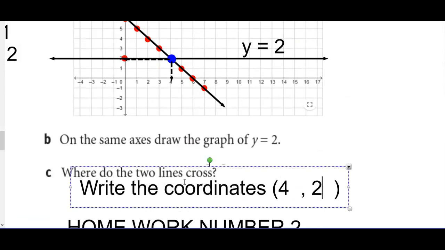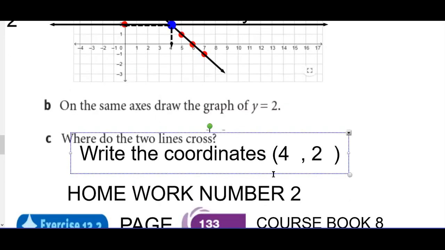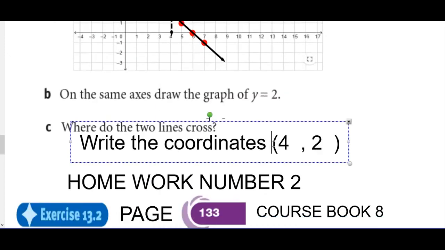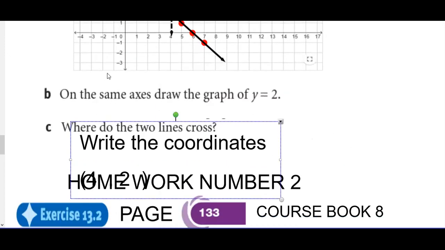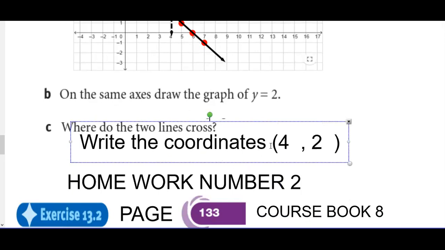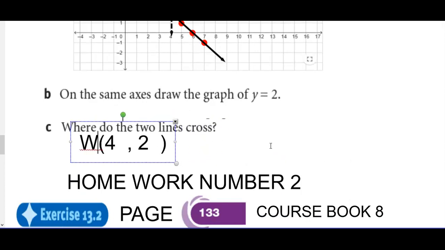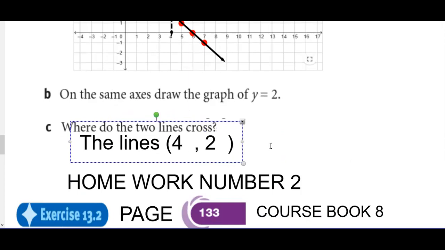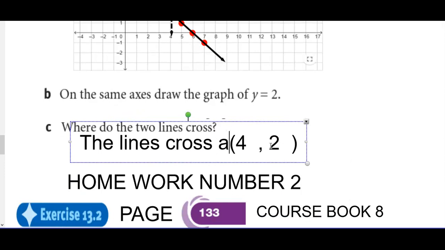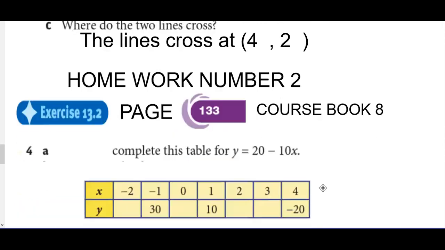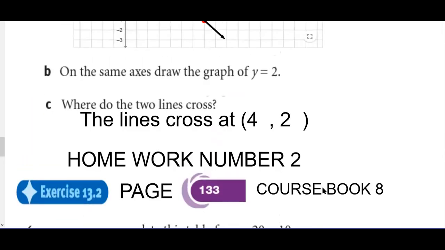So where do the two lines cross each other? The two lines cross at (4, 2). So here you say, where do the two lines meet? The two lines cross at (4, 2). And you are done. As simple as that. All right.